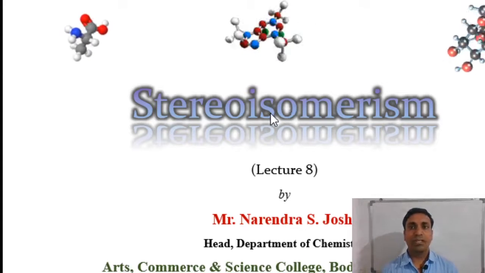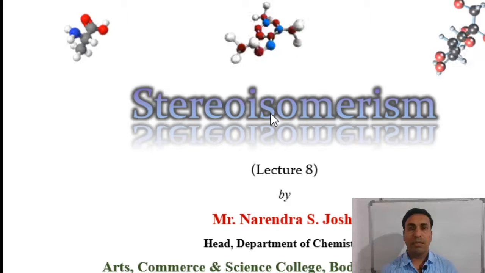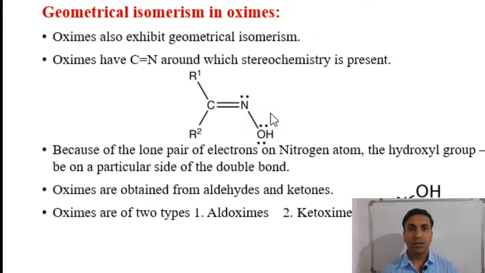Now, let us see the geometrical isomerism in oximes. Before that, you must know what oximes are. Oximes have a carbon-nitrogen double bond. You can see the general structure here. Such a compound is an oxime. Here the carbon-nitrogen double bond is there, and around this double bond, the substituents acquire fixed positions.